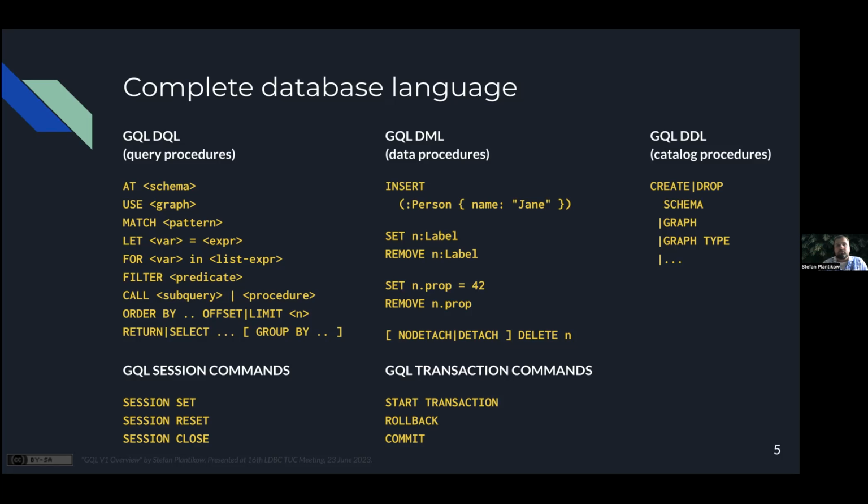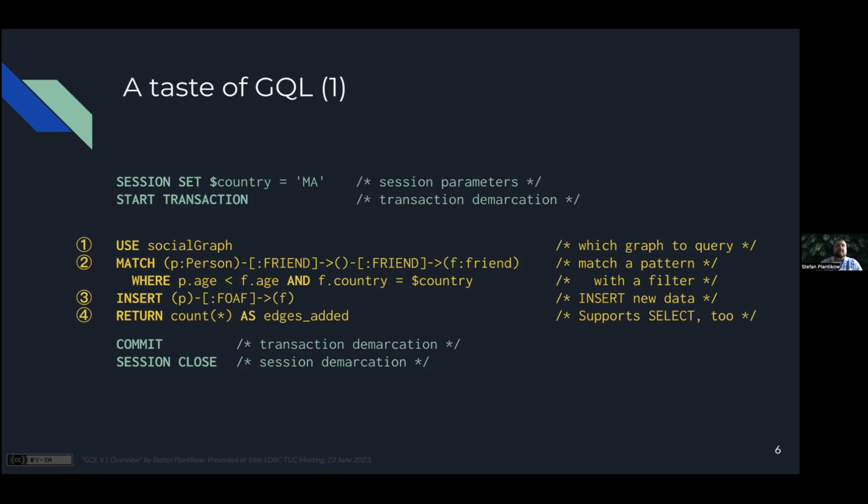To make that a bit more concrete, a little taste of GQL. Here's an example, right? A bit full-blown example, perhaps. So we start with setting a session level parameter here, $country to MA, which is the country code for Morocco. So if you're interested in joining standards efforts, that's where the next WG meeting will be in September. Then we start a transaction, start transaction, just like you would do in SQL. And then here in the line marked as 1, the actual query starts. We use a social graph. So here that indicates that's the graph we want to work with. Then we do pattern matching.